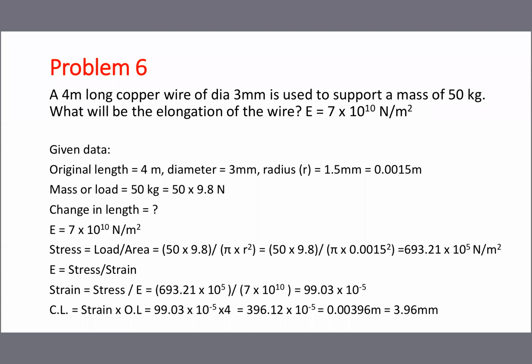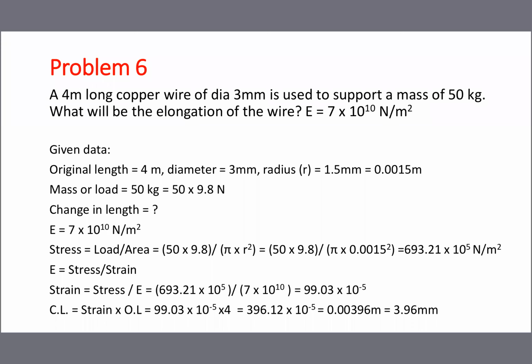So in this problem, there is a little unit confusion. Young's modulus value is given as 7 into 10 power 10 Newton per meter square. Newton means force unit. Meter square means dimension, while mm and other units are different. So now read once again: a 4 meter long copper wire. The given data, Young's modulus, is 7 into 10 power 10 Newton per meter square. So I am saying you have to convert all the units into meter.